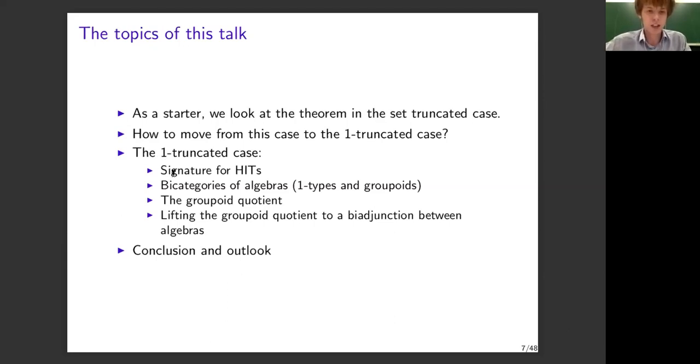We follow up by discussing the one-truncated case, and we discuss the following things in more detail. We discuss signatures and bicategories of algebras, and since we'll use the groupoid quotient, we will not only discuss algebras in one-types, but also in groupoids, because we show that if we have an algebra in groupoids, we can take the groupoid quotient of it to obtain an algebra in one-types. After discussing the groupoid quotient, we can then show that it gives rise to a biadjunction between these two bicategories of algebras. We finish by concluding and giving an outlook and further open problems.